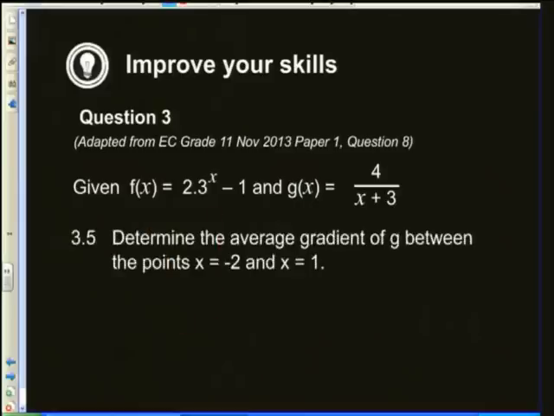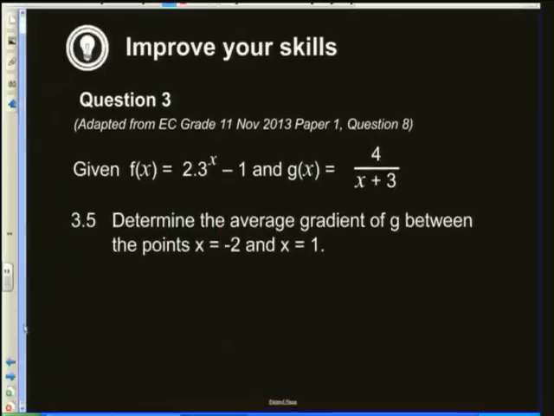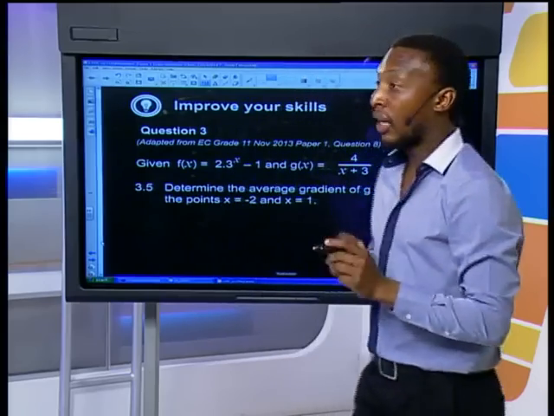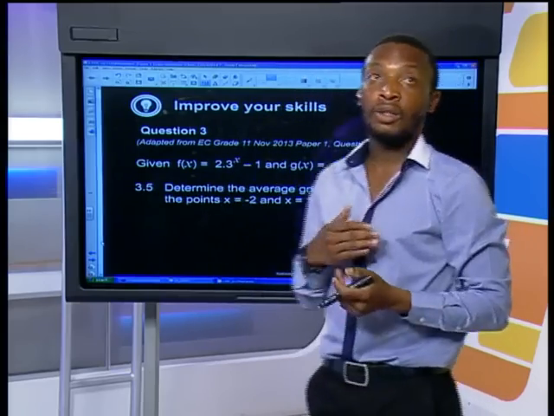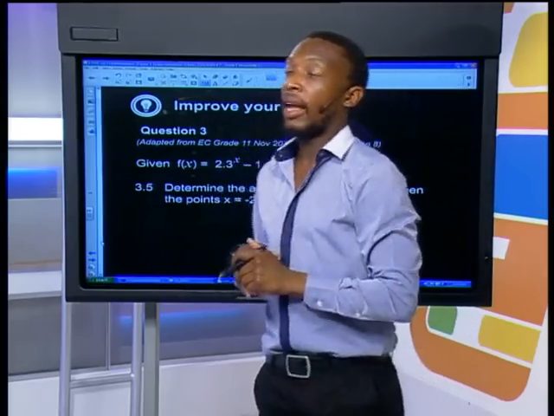And 3.5. Right. This one says determine the average gradient of g between the points x is equal to 2 and x is equal to 1. Okay, I'd like you guys at home to try this in the 2-minute break that we're going to have, and then after the break we'll take a look at what you've done.